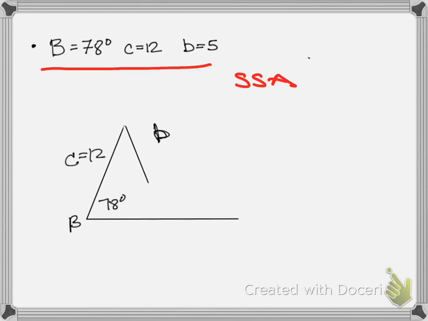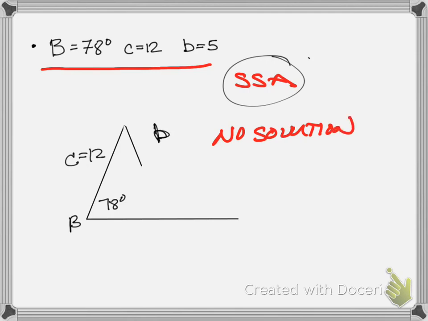Now look at that, compare it to the 12 over here. A side of 5 is not going to reach down. It's not going to make it. So this is actually an SSA with no solution. We could have a no solution SSA as well. Okay, so there's some discussion of the ambiguous case, and we see that it only is with SSA, and it could be ambiguous, or it might not be ambiguous, or it might be no solution.